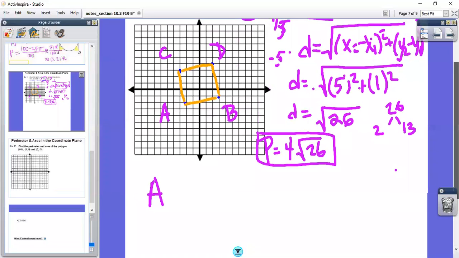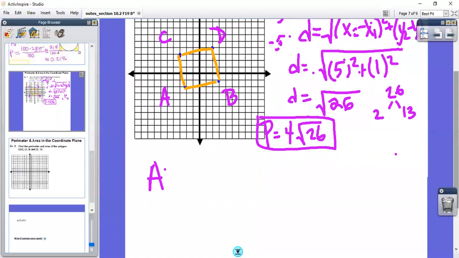So if I'm trying to find the area of the square, it's base times height, which in this case are the same: square root of 26 times square root of 26. So I could just write that as square root of 26 squared. A square and a square root basically undo each other, so I get an area of 26 units.